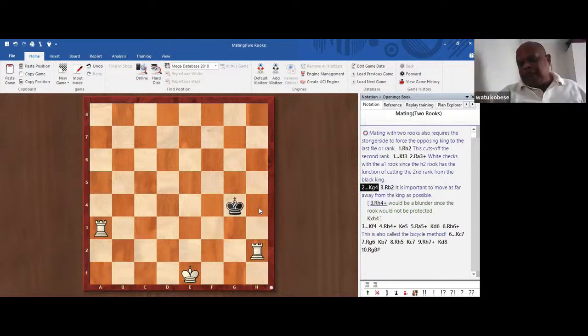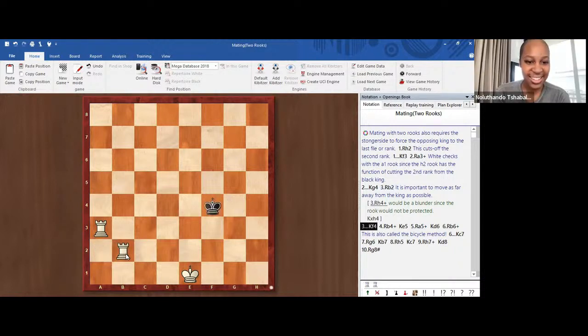We should move as far away as possible with the rook, but to a square where we're able to use this line. So we don't put the rook here because then we can't use both of them at the same time. So here. Okay, so the king moves closer.